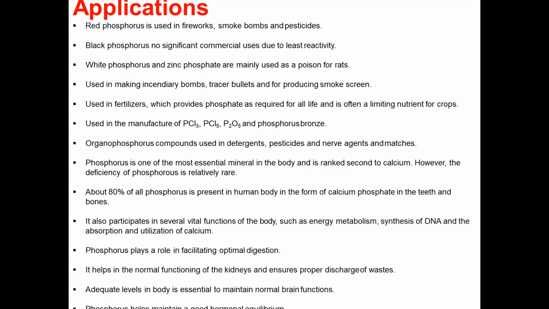It also participates in several vital functions of the body, such as energy metabolism, synthesis of DNA, and absorption and utilization of calcium. Phosphorus plays an important role in facilitating optimal digestion. Then it helps in normal functioning of kidneys and ensures proper discharge of waste. Adequate levels in the body are essential to maintain normal brain functions. So this was about phosphorus.